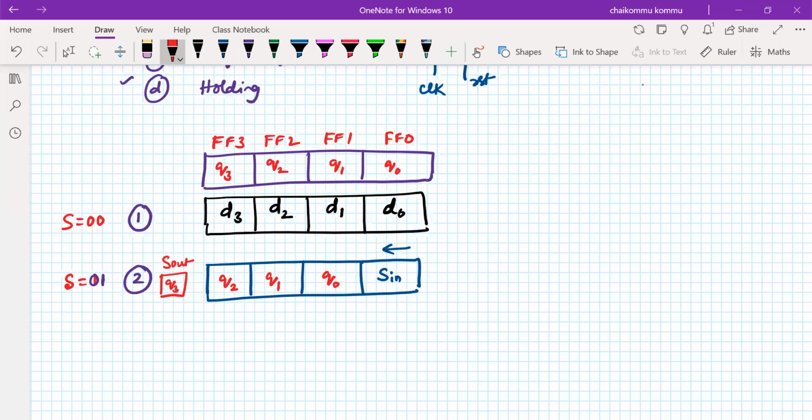Do you agree with me? Okay, C out is a one output variable. There we are going to take the value of that one. So that's what we can see.